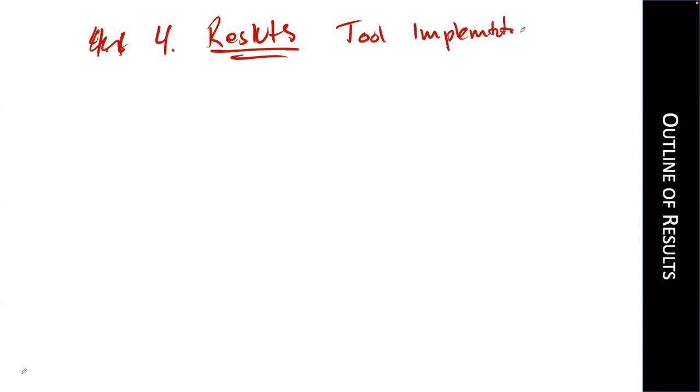Now, that basically is 4.4, which is your results. And here it might be just tool implementation or tool development. You can choose what kind of title you want, but usually you don't use results here. The objective of this part is to actually show how you went from nothing to your actual tool.